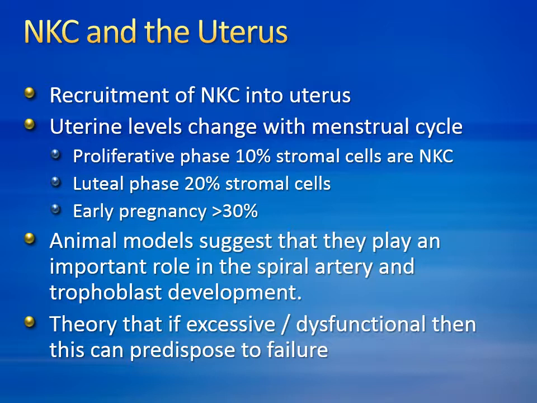Interestingly, their appearance and then subsequent disappearance very much correlate with the development of the placenta. So after the second wave of implantation of the placenta, the presence of natural killer cells reduces considerably, back down to more basal levels. Animal models suggest that natural killer cells play an important role in the spiral artery and trophoblast development. And the theory, therefore, is that while they are important for the development of pregnancy, if excessive or dysfunctional, they can predispose to failure.